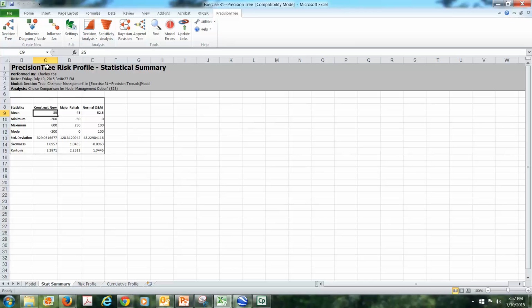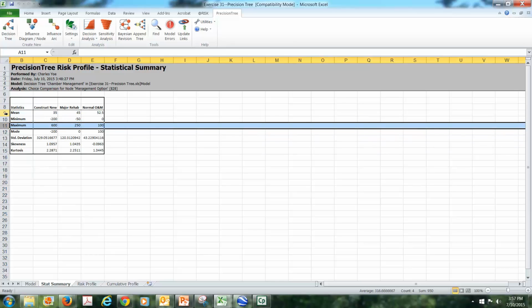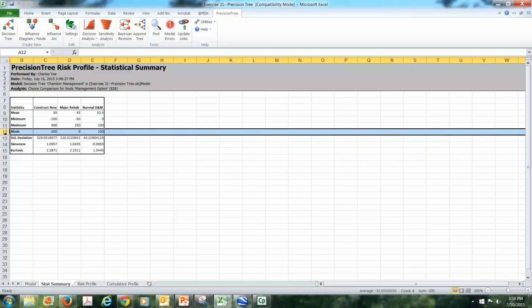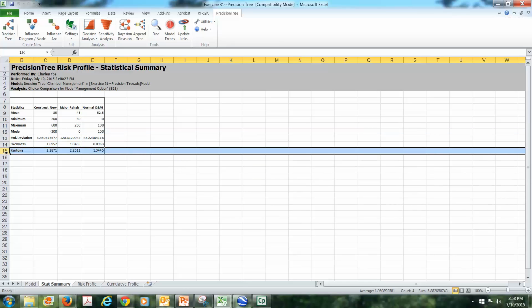So notice that what we have here are the 3 states of the world, and then in the rows we have different statistics. We have the mean or expected value for each, the values that we put in, in this case a minimum, a maximum, and a most likely value. And then it calculates a few other values for us as well, if you would be interested in seeing them.